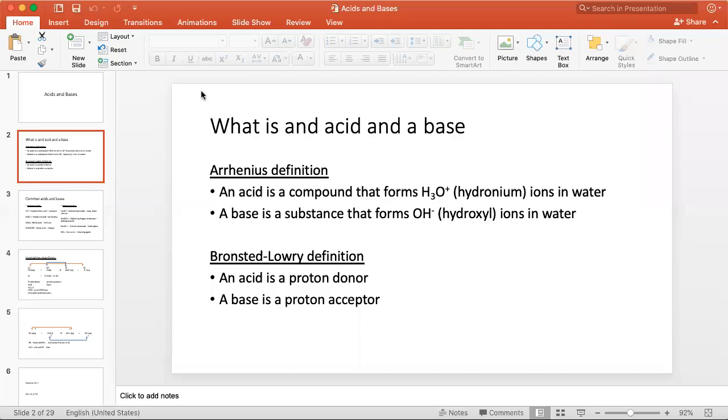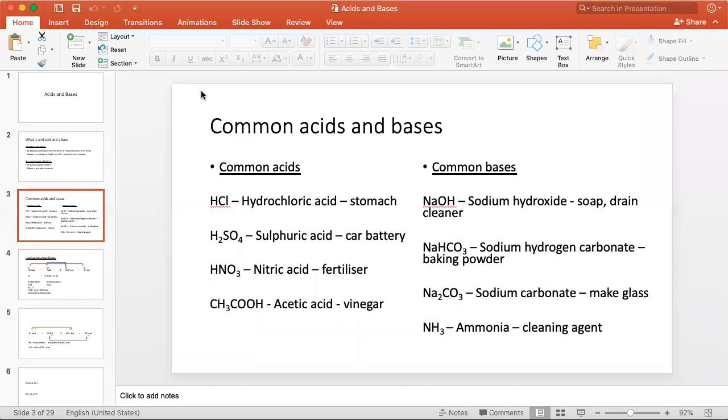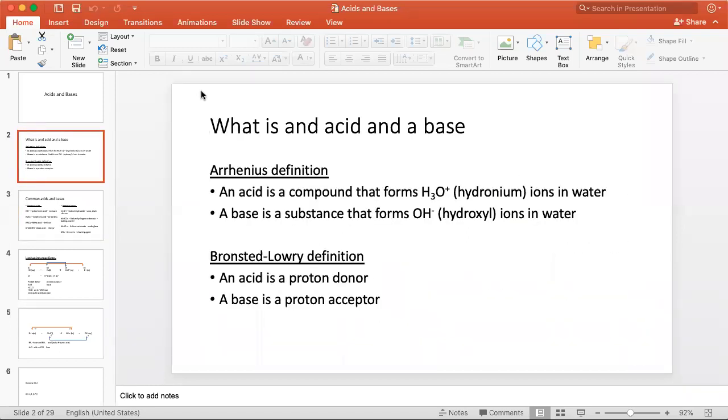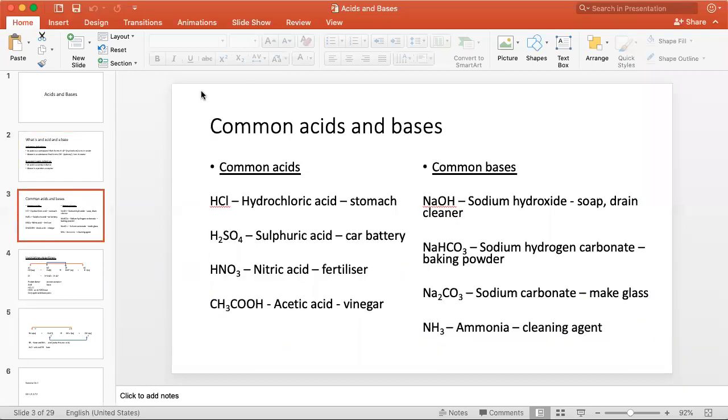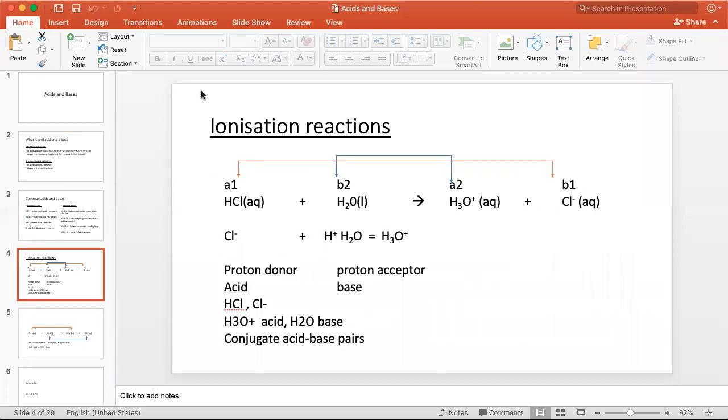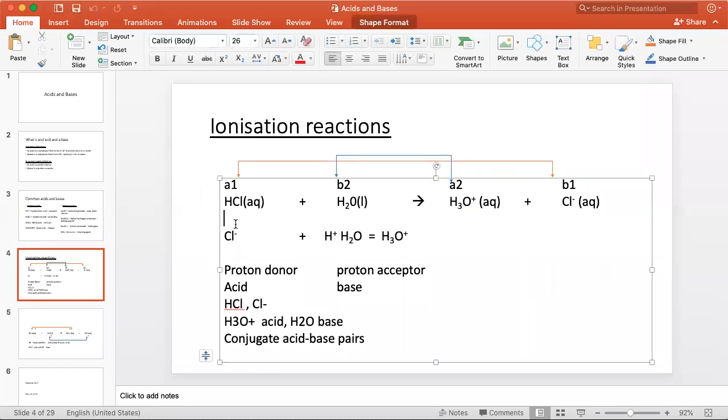Right, yesterday we did what is an acid and a base, the Arrhenius definition and the Bronsted-Lowry definition. We looked at common acids and common bases. And then we looked at how some acids and bases ionize and others undergo dissociation, right?